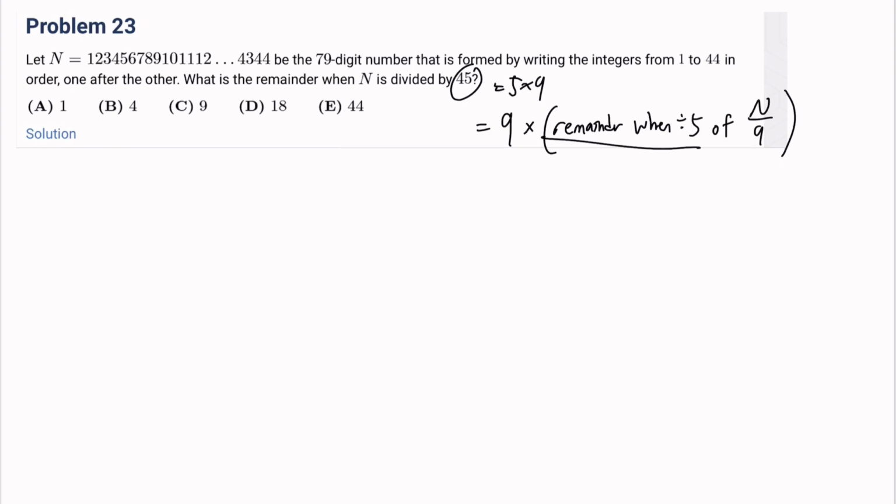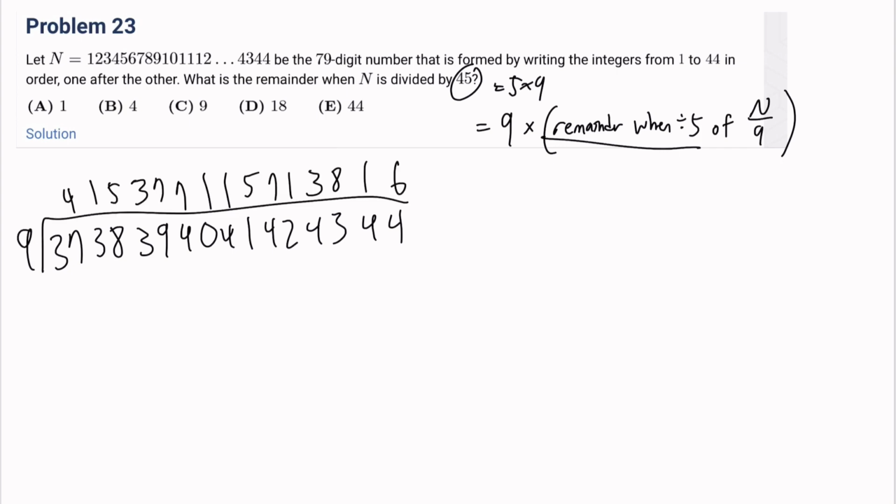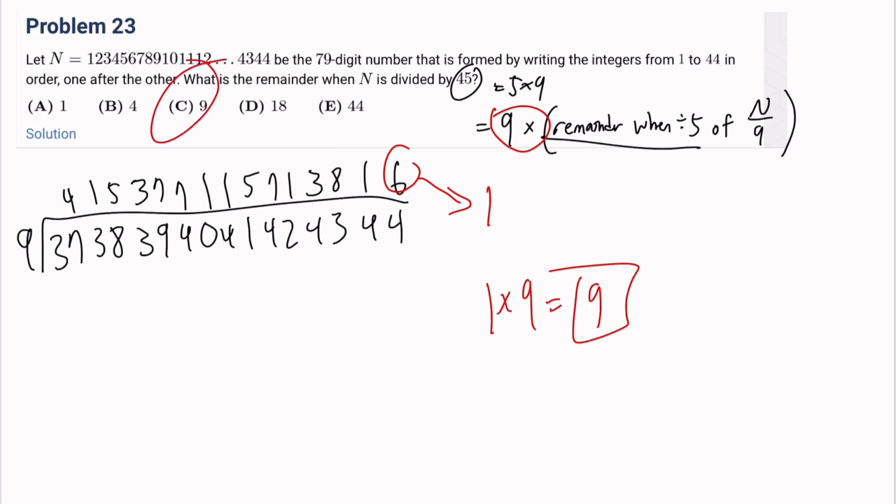And so if you write out backwards from 44, 43, 42 until you find that value where the sum of all your digits is a multiple of 9, then that number will be starting from 37. So this divided by 9 will give us the units digit when n is divided by 9. So let's do that. After we do all that, the result would be that the units digit is 6, right? And so the remainder when n over 9 is divided by 5, that would be 1, right? Because of 6, and we have to multiply that by 9. So 1 times 9 equals 9. The answer is C.